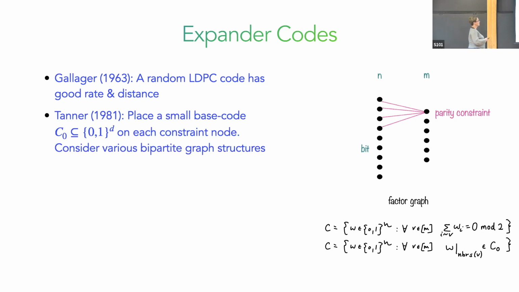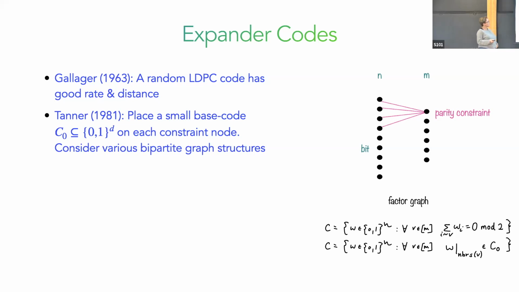Tanner, 15 years later, or maybe a bit more, said, okay, I can generalize this a bit more. Instead of asking every vertex on the right to just check that the sum is 0, I'm going to choose some base code, C0, on d bits. Suppose that the graph is d-regular from right to left, and every vertex will just look at its neighbors and want the string that it sees, d bits, to be in C0, the base code.